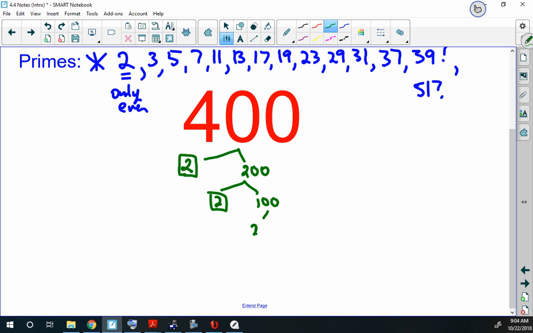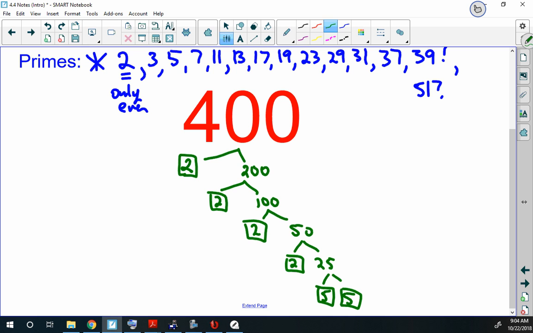So 100 is going to be what? 2 times 50. Okay, and then 50 is going to be 2 times something, 25. And then 25 isn't divisible by 2. It's not divisible by 3. It's going to be 5 and 5. So I put a box around that prime and a box around that prime.